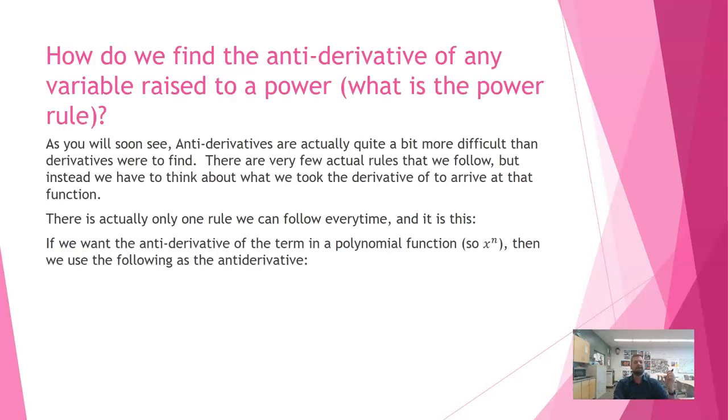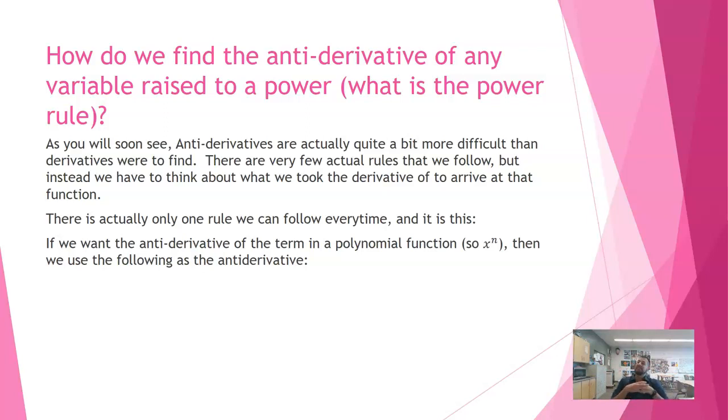So we're asking ourselves, what did I take the derivative of to get this? Okay. And we're going to deal with that idea that we were talking about before a little bit more in just a second. But before we do that, we have to ask, how do I find the antiderivative? Now, the thing that is very difficult about antiderivatives versus derivatives is there's only really one rule that works every time. And then everything besides that is pretty much a case-by-case basis.